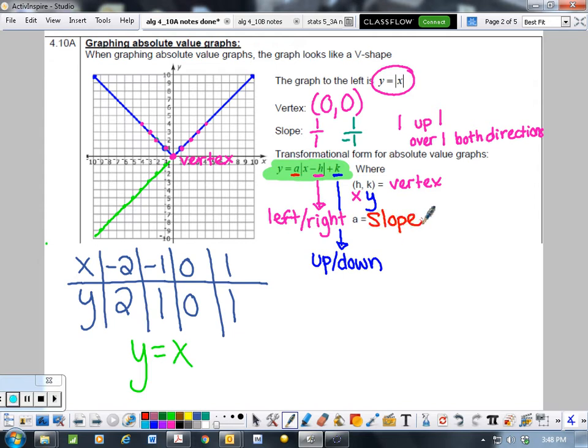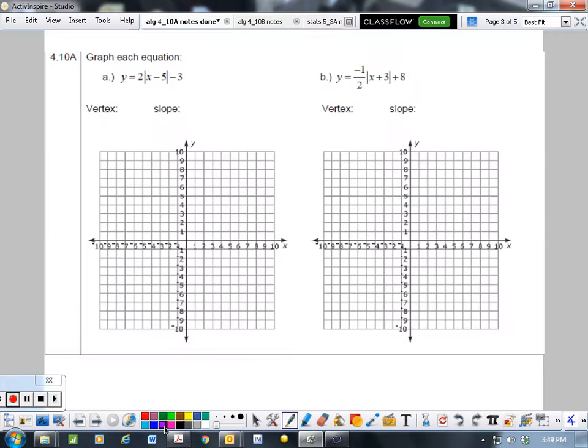So if my slope is negative, that means my V is going to open down. If my a is 2, that means I'm going to go up 2 over 1 in both directions, up 2 over 1, and keep going out and out and out. And so that's kind of my idea. And we're going to take a better look at this because we're going to describe, by looking at my equation, how my graph changes. But let's work through a couple problems first, just to get an idea of how this works.